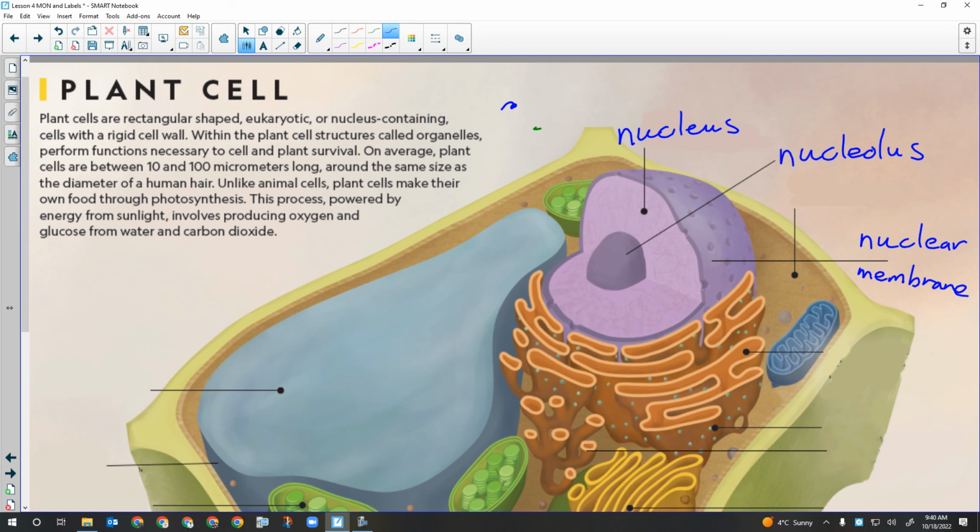This line right here, okay? This is pointing at the fluid that fills up the cell that is called cytoplasm. Cytoplasm facilitates diffusion. That's transport within the cell. Okay? That's its entire role. It doesn't keep things floating or anything like that. It facilitates diffusion.